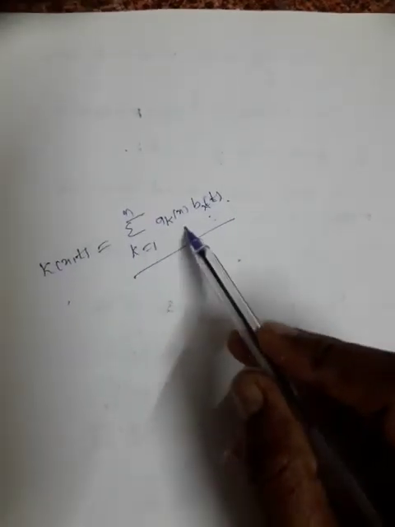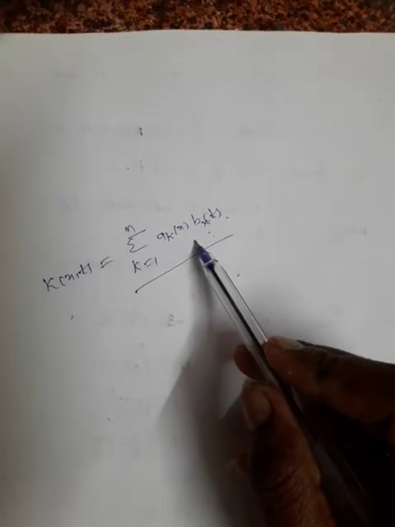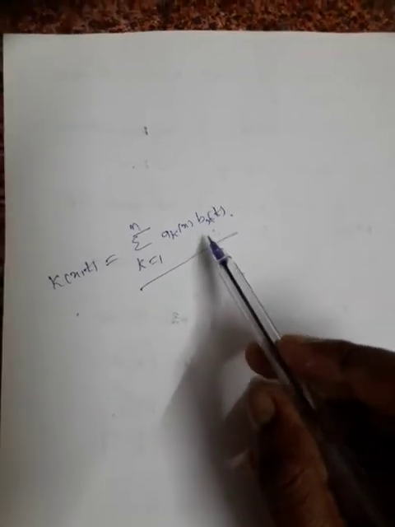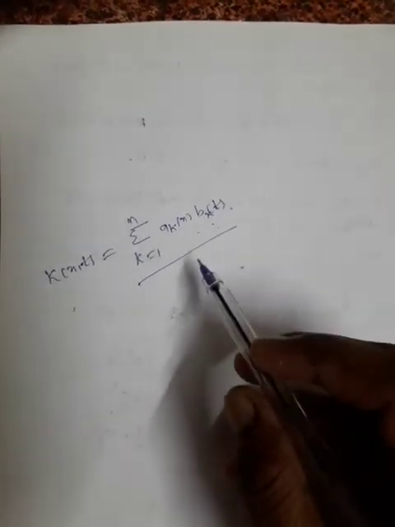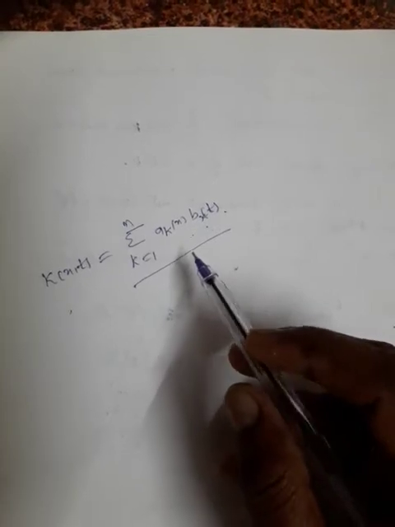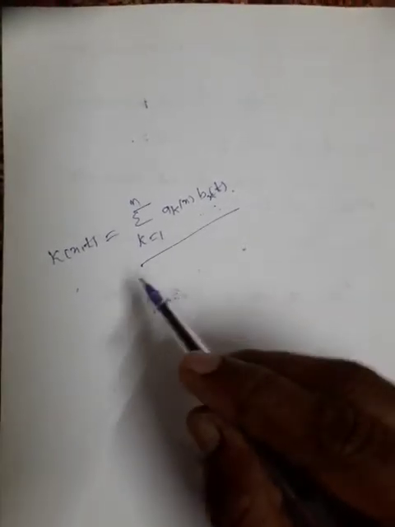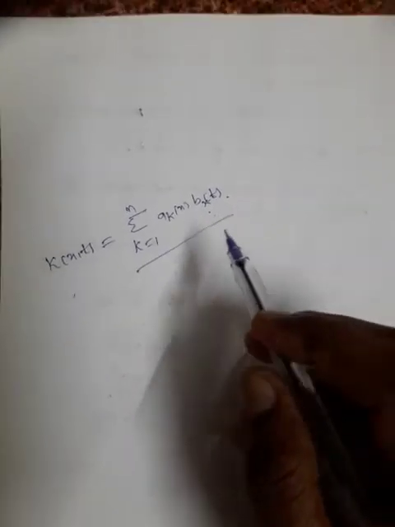Whenever the kernel is of this form, we need to find the solution of the integral equation with the help of the degenerate kernels. That means we'll divide the integral equation into two different parts. How we are going to divide, we'll see. Let us take one example.